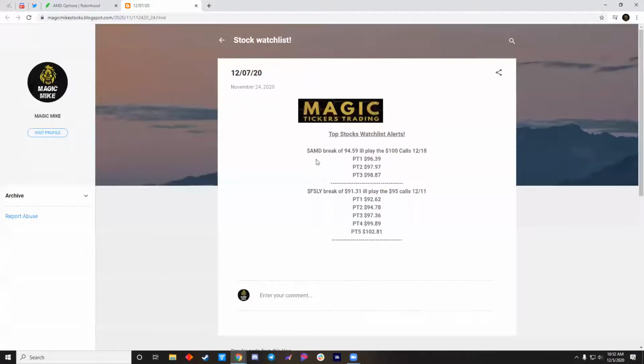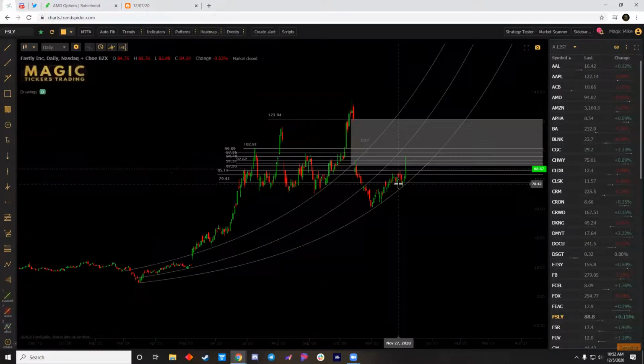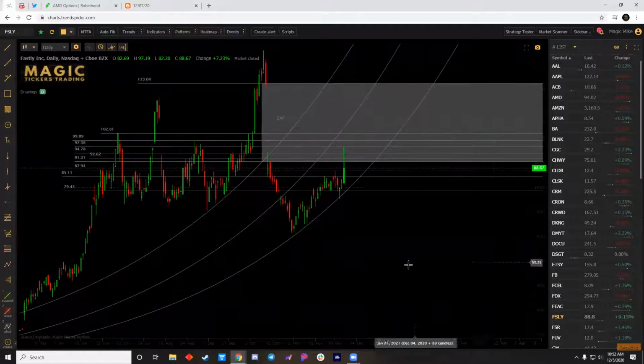So we're going to go and structure a plan on Fastly here. Fastly, I want to see a break of 91.31. I'll play the $95 calls. Okay. And now let's go ahead and go back to the daily chart. Why I chose 91.31. Well, here's a good reason right here.